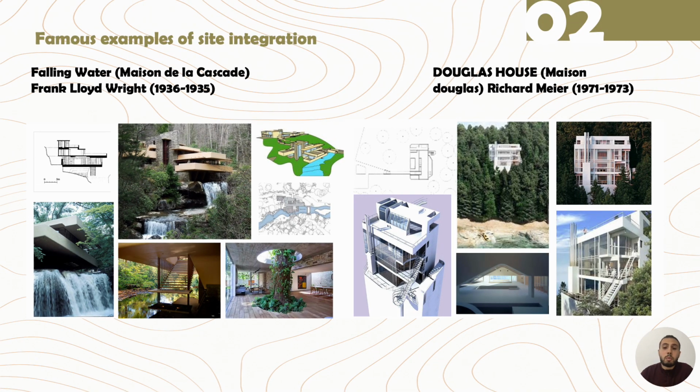Here are some of the world's famous projects from two famous architects of the modern movement: the Fallingwater House by Frank Lloyd Wright and the Douglas House by Richard Meier.